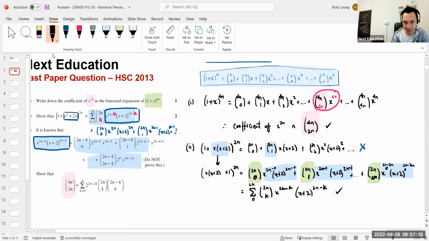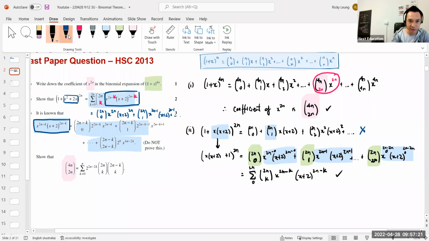Let me give you a demonstration. I'll do it in blue. So for part 3, let's demonstrate. Now, when k is 0, I'm going to sub k is 0 into all the terms on this side here. So I get x to the power of 2n. This is the left-hand side I'm subbing into, x plus 2 to the power of 2n.